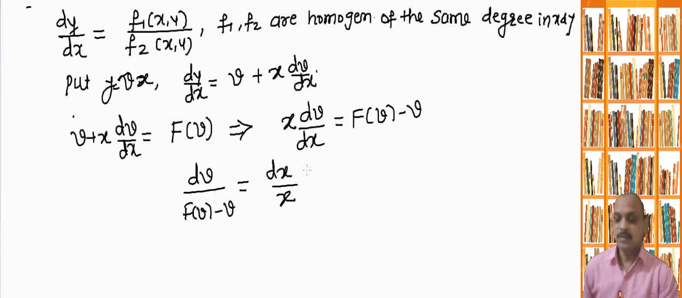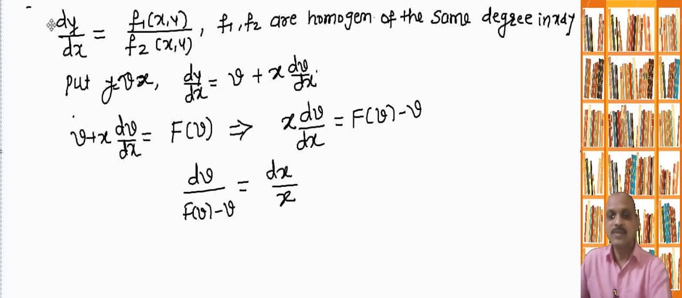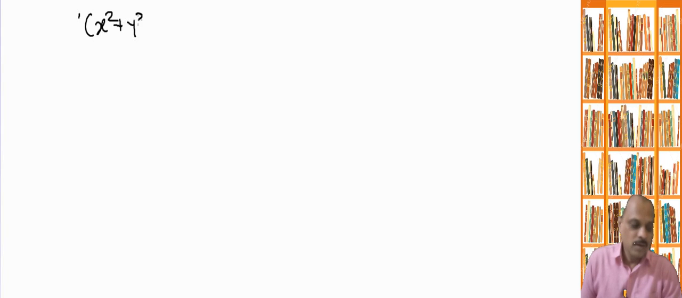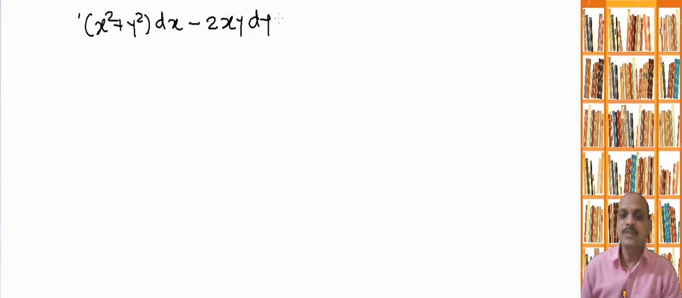This is the method of solving this differential equation. When we see the example, you can easily get the idea of these homogeneous equations. Let me write first the equation x square plus y square into dx minus 2xy into dy equal to 0.